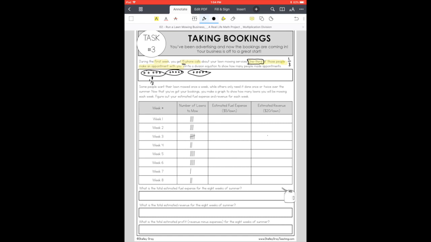So if we were to write this as a division sentence, what did I just do? I took 15 phone calls, my dividend, I divided them into 3 equal groups because I knew that I had 1/3, and 1/3 is 3 groups. 15 divided by 3, and there are 1, 2, 3, 4, 5 in each group. 15 divided by 3 is equal to 5. We have 5 appointments.